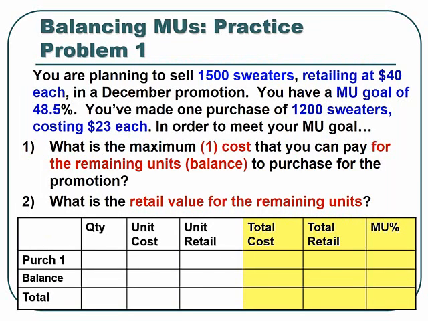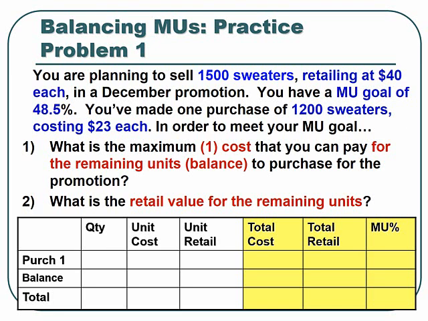So given the concept of the cost balance and retail balance, let's try to work on this one problem. Let's say we are planning to sell 1,500 sweaters, retailing at $40 each. So that $40 will be the unit retail price of each of the 1,500 sweaters in a December promotion. And we have a markup goal of 48.5%. That markup goal would indicate the AMU percent, right? So the AMU percent for the total merchandise would be 48.5%.